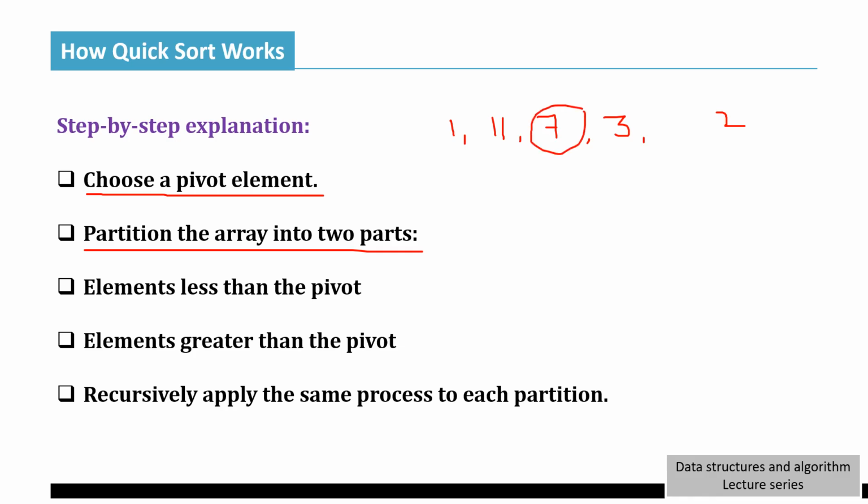So suppose we select this as the pivot. Then we will identify the elements less than the pivot. This partitioning is basically done in two parts, right? So elements less than the pivot and elements greater than the pivot are identified, and we recursively apply the same process to each partition. This element is greater than 7, so it will be moved to the right. This element is less than 7, so this will move to the left. That is the basic logic.